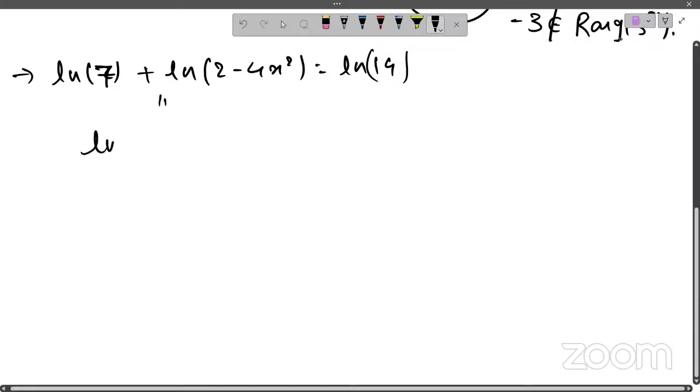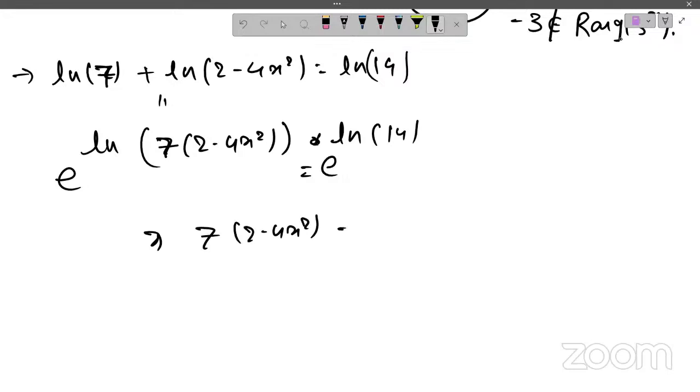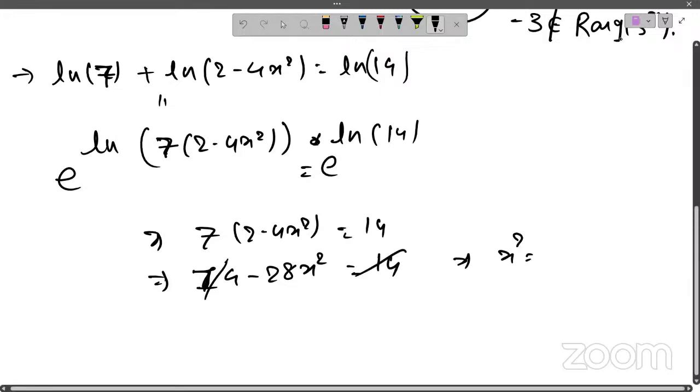So here you just apply the property of log, so this will become ln of 7 times (2 minus 4x square), and this will become ln of 14. Just take the exponential on both sides, so e to the power this thing is equal to e to the power this thing. So 7 times (2 minus 4x square) is equal to 14. This implies 14 minus 28x square is equal to 14. So it got cancelled out, and x square is equal to 0, so x is equal to 0.